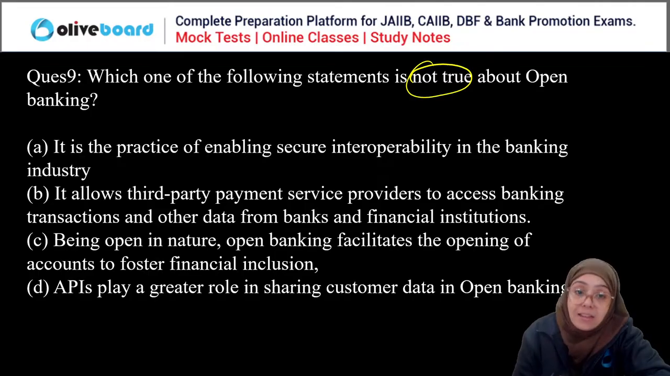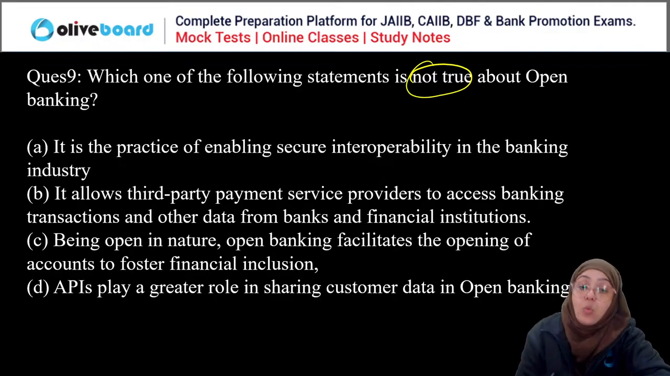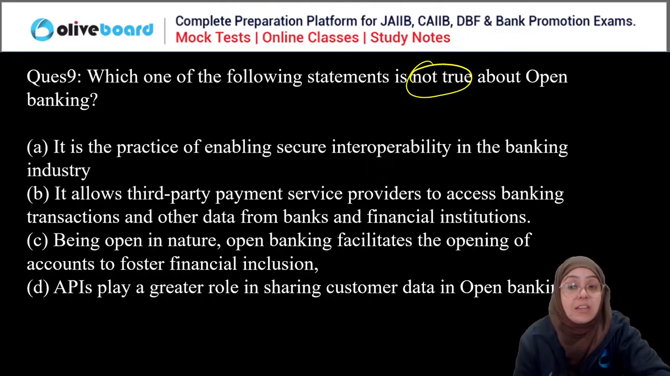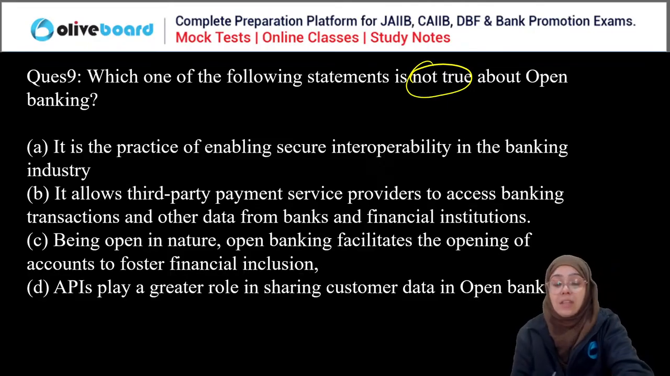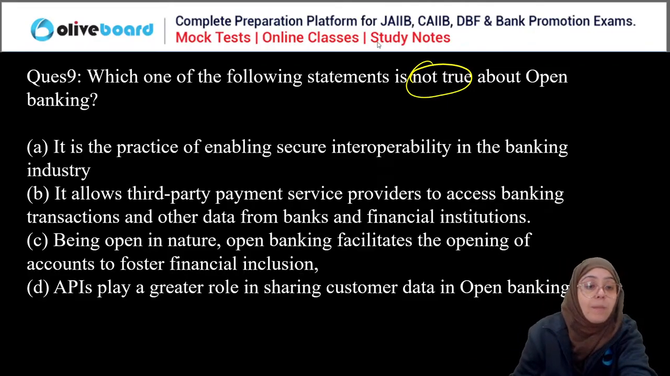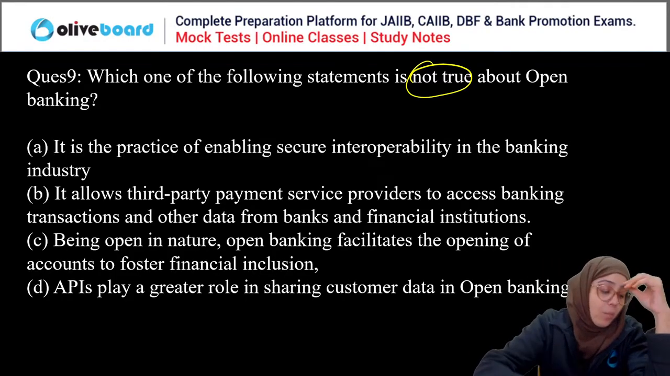First of all, it is a practice enabling secure interoperability in the banking industry. It allows third-party payment service providers to access banking transactions and other data from banks and financial institutions. Being open in nature, open banking facilitates the opening of accounts to foster financial inclusion. APIs play a greater role in sharing customer data in open banking. You have to choose the incorrect statement here. Regarding open banking, which statement is not correct?